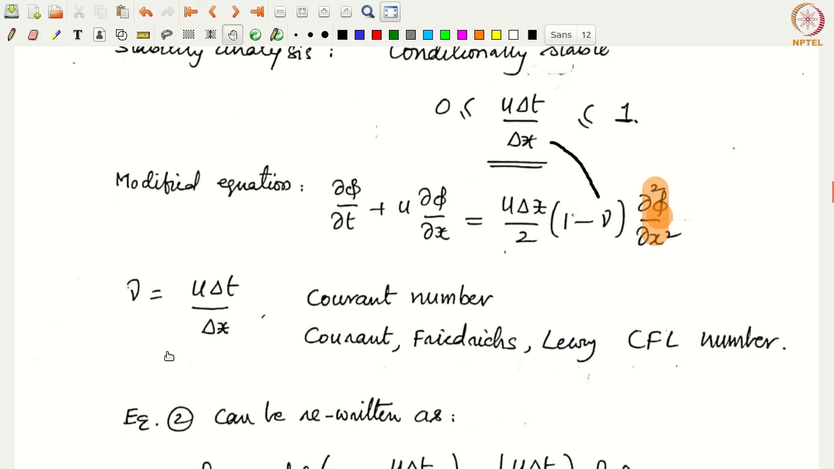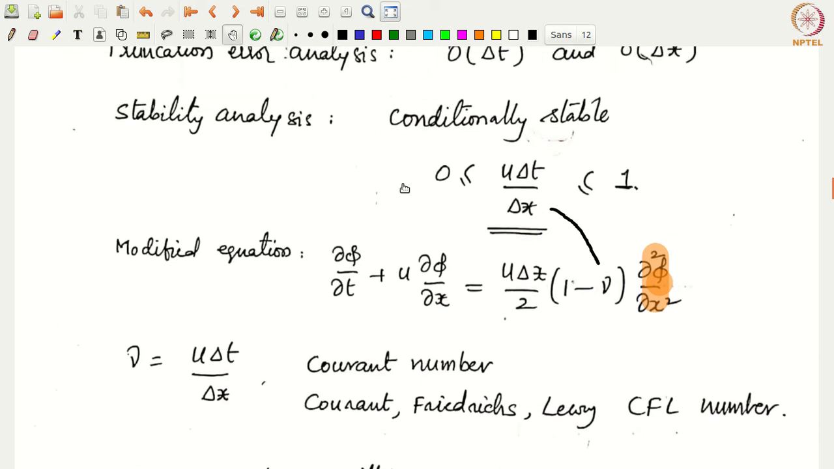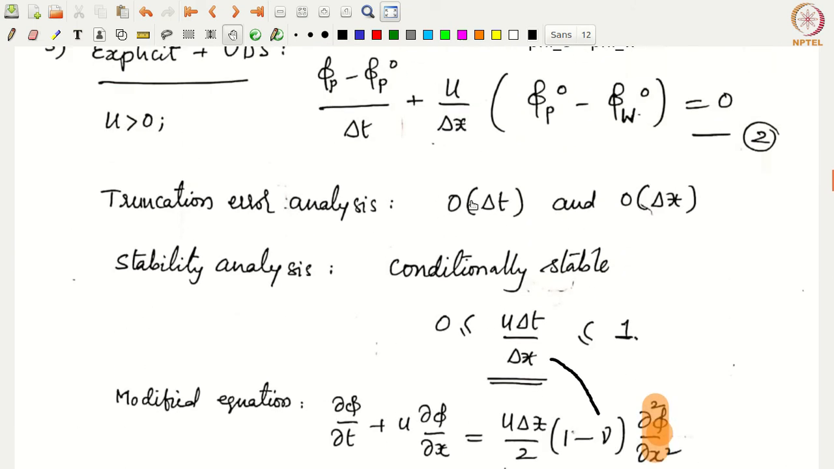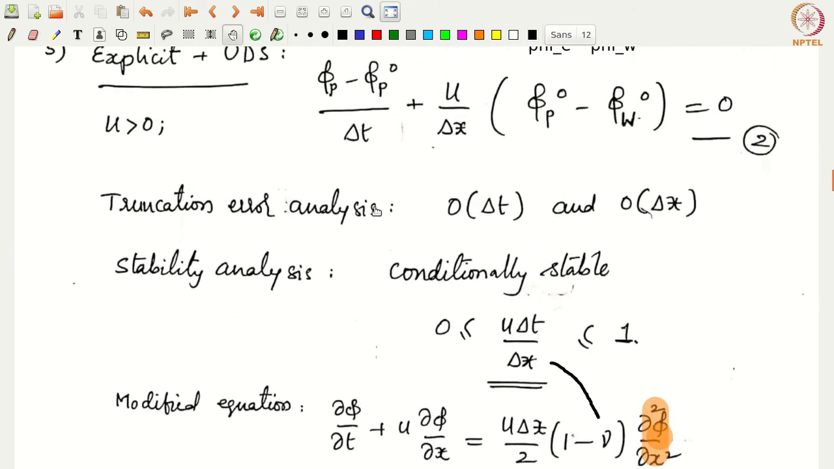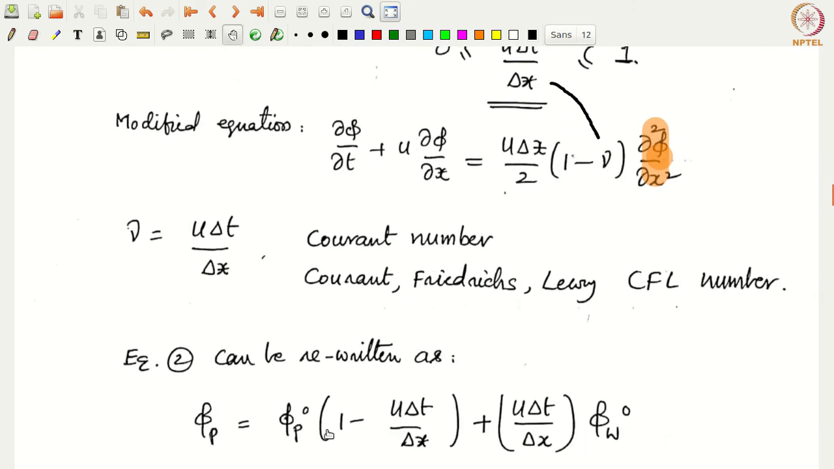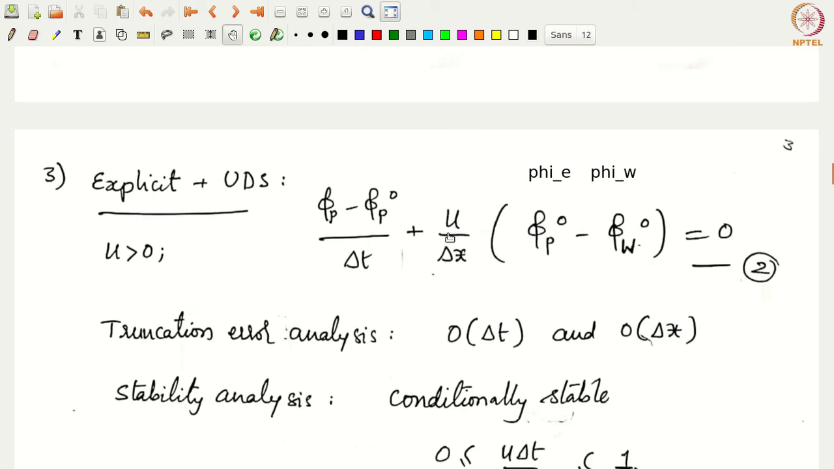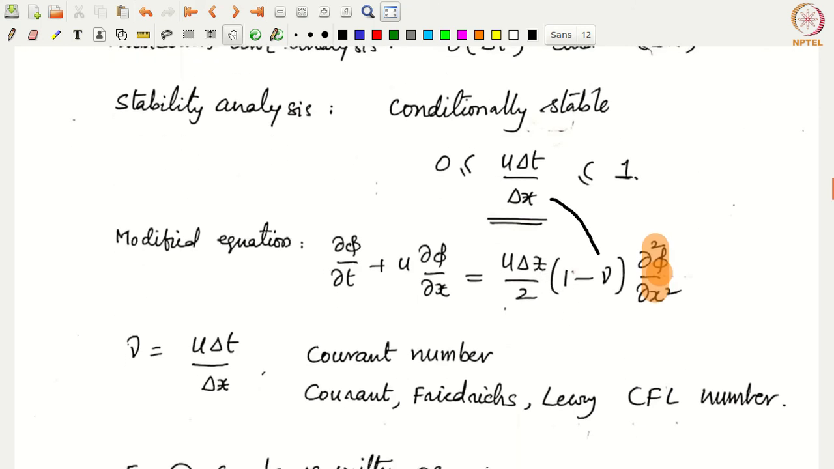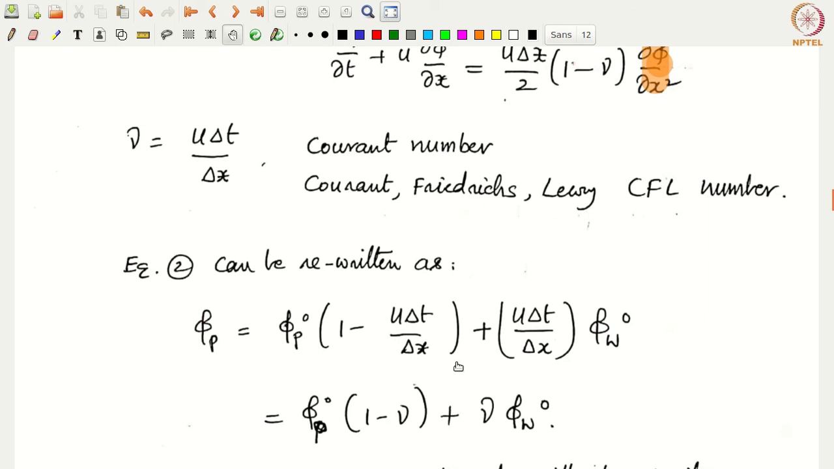Okay. So as a result, if we can choose delta t such that it is less than delta x by u, then we can certainly work with the equation in integrating this thing. Okay. So now let us come back to our heuristic analysis, where we can rewrite this equation as phi p equals phi p0 times 1 minus u delta t by delta x, sending everything to the right hand side, plus u delta t by delta x times phi w0. Okay. So this is basically what we get.